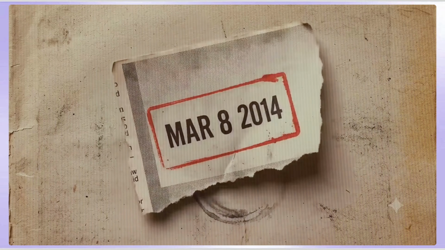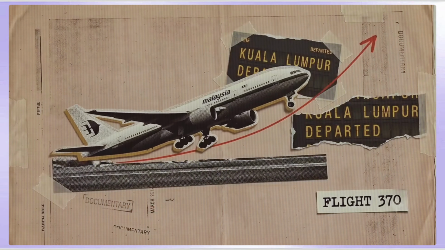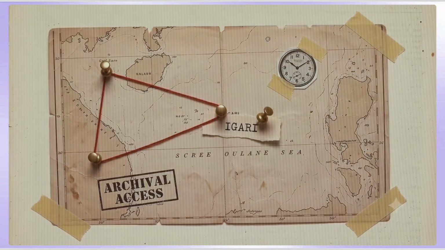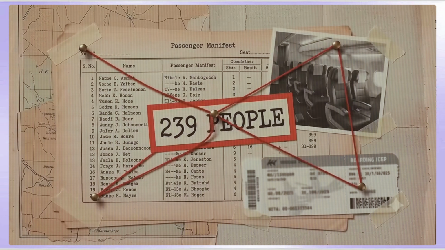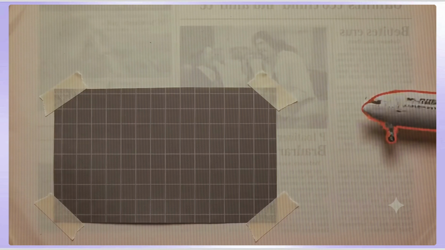March 8th, 2014. Kuala Lumpur International Airport. Malaysia Airlines Flight 370 lifts off for Beijing, carrying 239 people. That clip, script, visuals, animation, voice, all generated through one automated pipeline. Free tools only. I'll hand you the exact prompt at the end of this video.